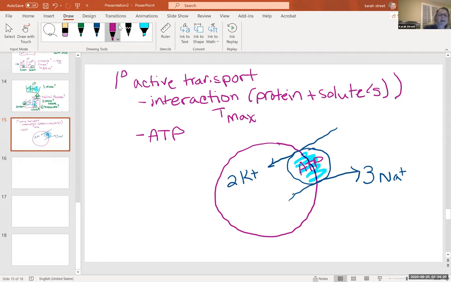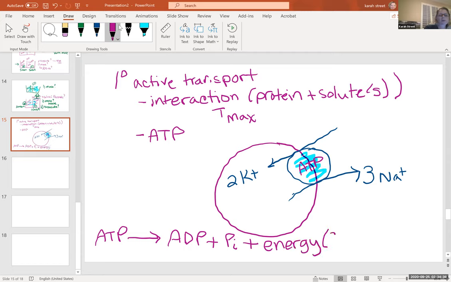ATP is a high energy molecule. When ATP is hydrolyzed, we split off one of the phosphate groups. And when we do that, we get a lot of energy. And that energy can do work for us. In this case, for the sodium potassium ATPase.